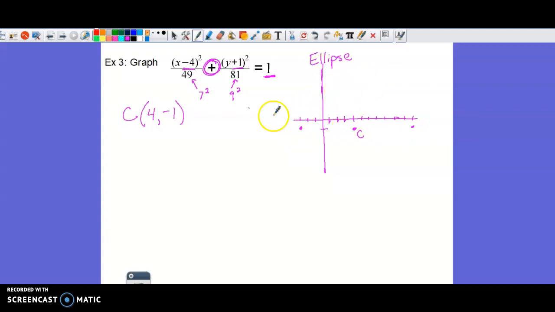9 squared is underneath the y, so from the center go up 1, 2, 3, 4, 5, 6, 7, 8, 9. And also down 1, 2, 3, 4, 5, 6, 7, 8, 9.